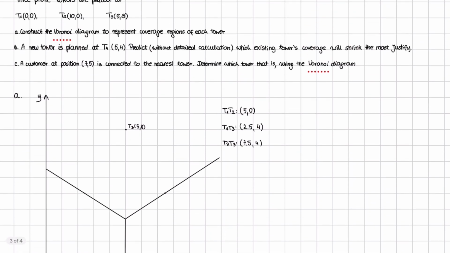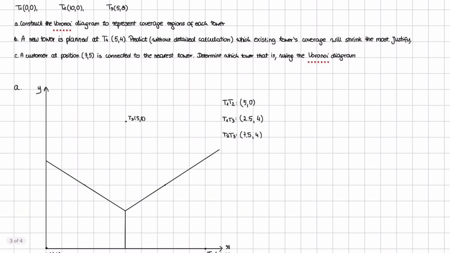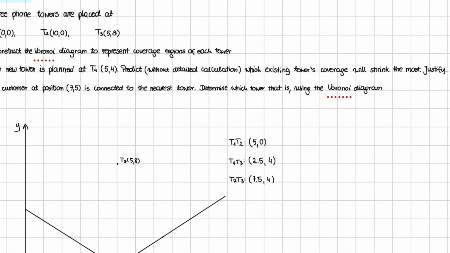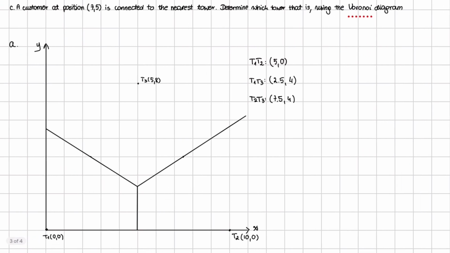B. A new tower is planned at T4, 5, 4. Predict without detailed calculation which existing tower's coverage will shrink the most and justify. So let's firstly plot our point. So in here, T4 with coordinates 5 and 4. And you can observe that our T4 is in the cell containing also T3. And T4 sits directly beneath T3.